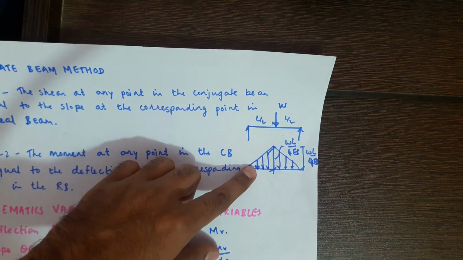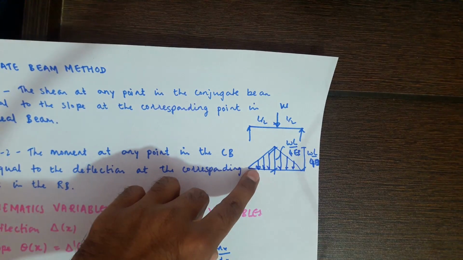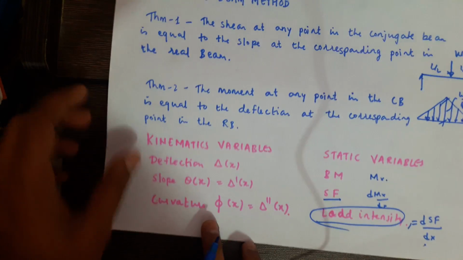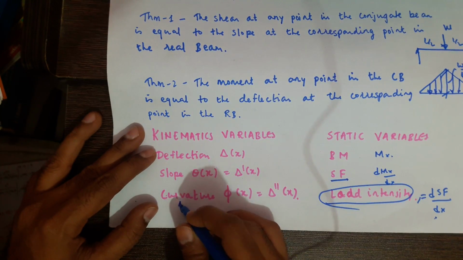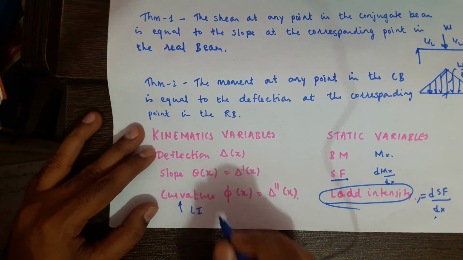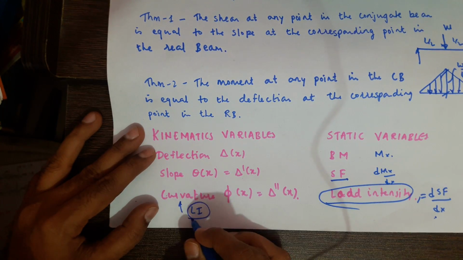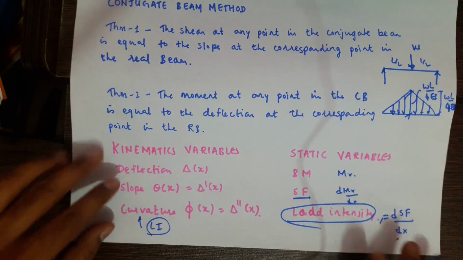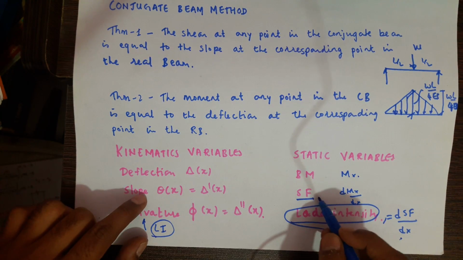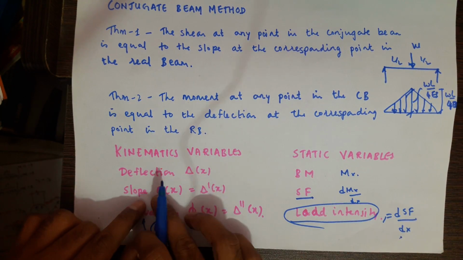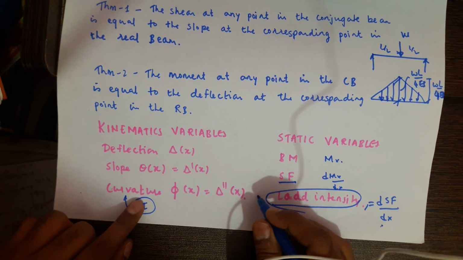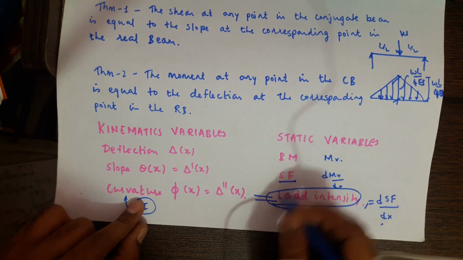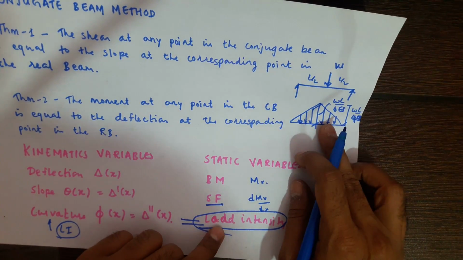Okay, we have to convert this curvature diagram into a loading diagram, and that will be your load intensity. The curvature diagram will act as load intensity. Now see here, shear force will be equal to slope, and bending moment will be equal to deflection. So this curvature diagram we are equating to load intensity, just like a load intensity.